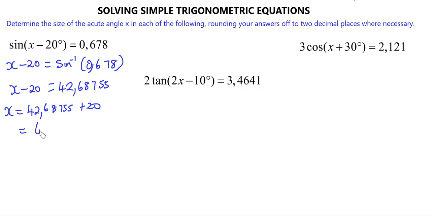62,69. So it's going to be 62,69, like that. Okay, so that's what you need to get there. Now let's move on to the next one here.